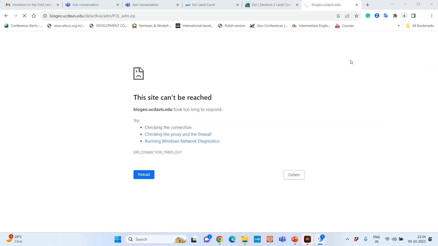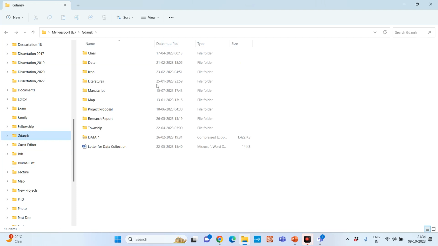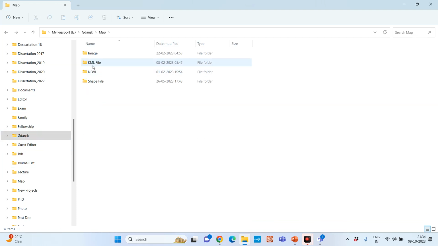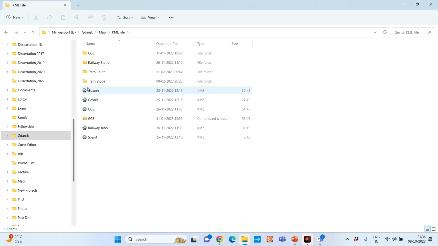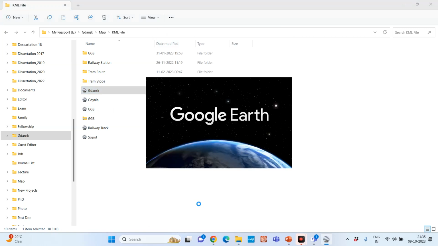I don't know, this link is not working right now. But I have the data, earlier I used that data. So in Gdansk, I just go to here. There is a map, a KML map, with the data of Gdansk and Gdynia, and if you open this map, this is the outline boundary. It will open automatically, so you can download and save it like this.